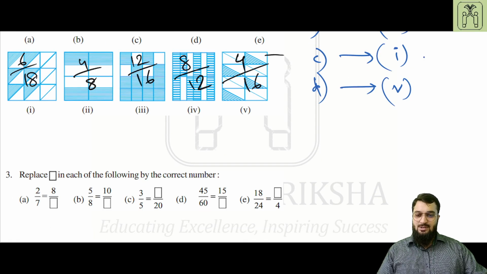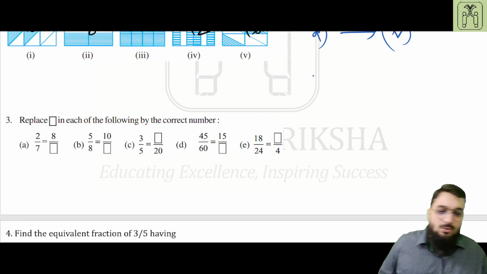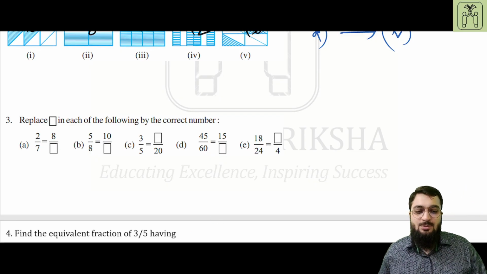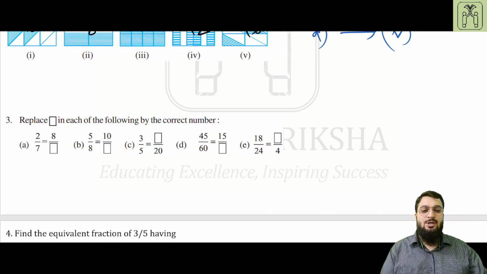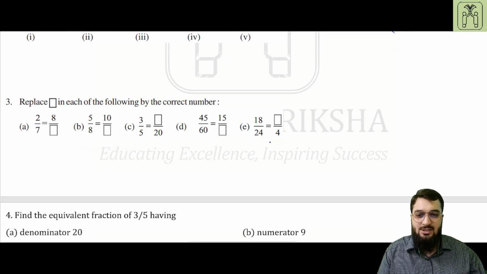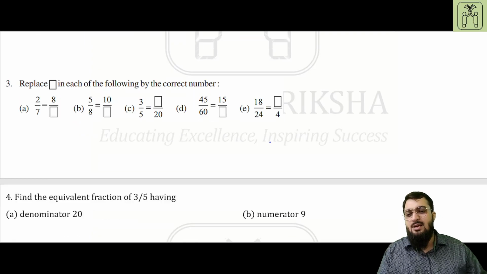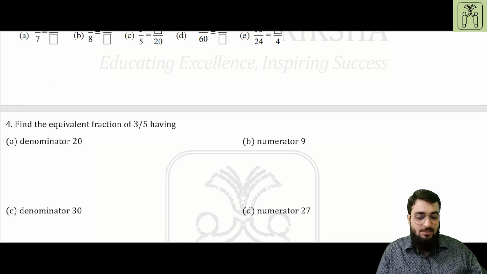Replace the box in each of the following by the correct number, and the correct number will be obtained by using the method of cross multiplication. The concept of cross multiplication has been discussed in the just previous video and also before that. So I'll just be doing the answers fast forward. So 2 upon 7 equals 8 upon dash, what is the answer?